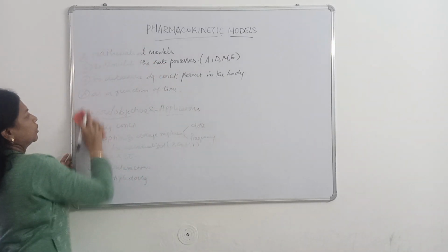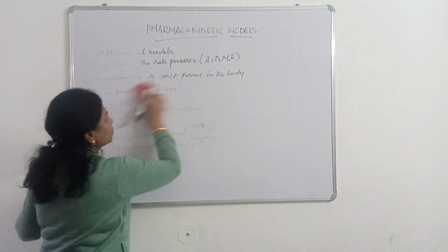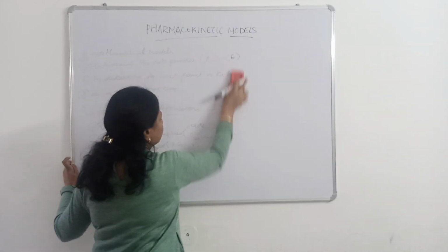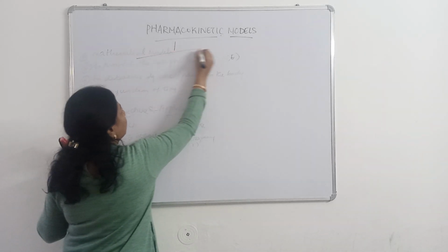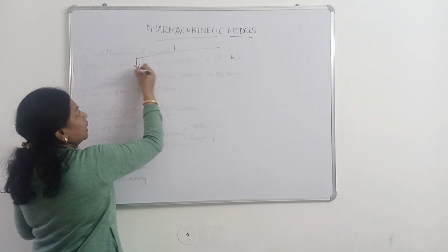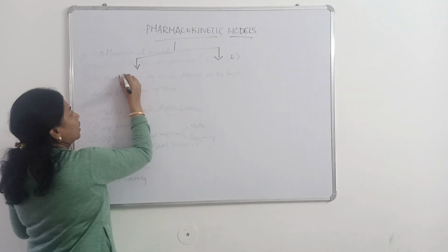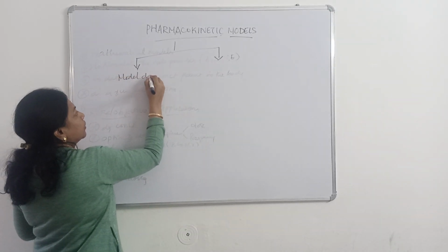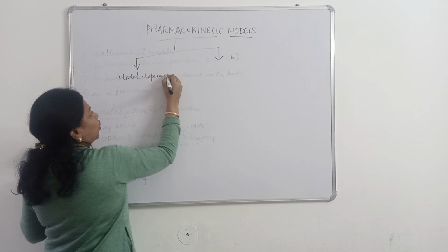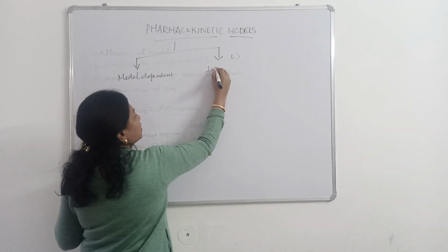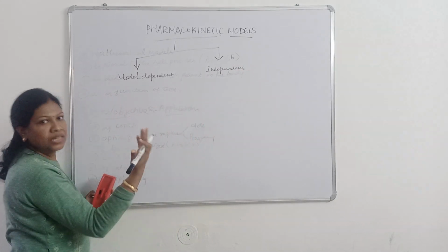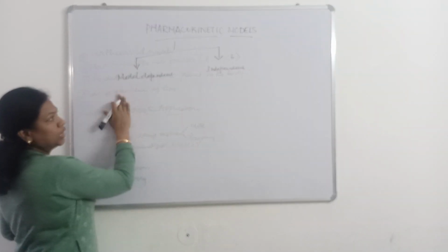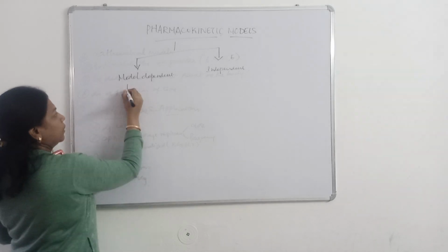Now before moving on to individual pharmacokinetic models, we should know the classes of pharmacokinetic models. What are the different types of pharmacokinetic models? Pharmacokinetic models are broadly divided as model dependent methods and model independent methods. So either it includes some models or it may not have any model. So a model dependent method and a model independent method.